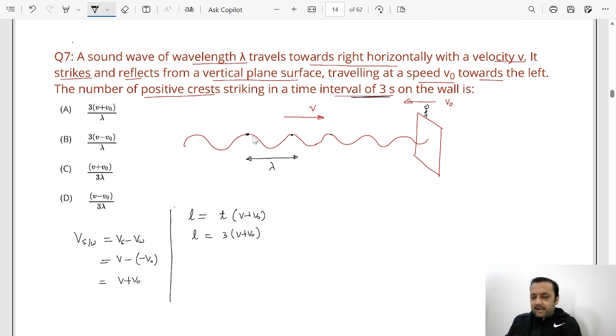Now remember that after traveling every lambda distance, a positive crest will strike. For example, suppose this crest strikes at t equals 0. Again when the lambda distance is traveled, the crest will strike, and again when lambda distance is traveled, the crest will strike. So after every lambda distance the crest is striking. That means the total number of crests which would have struck the vertical wall is the total distance traveled by the sound wave in 3 seconds divided by lambda, because after every lambda, one positive crest will strike. So the answer will be option A. I hope you have understood.